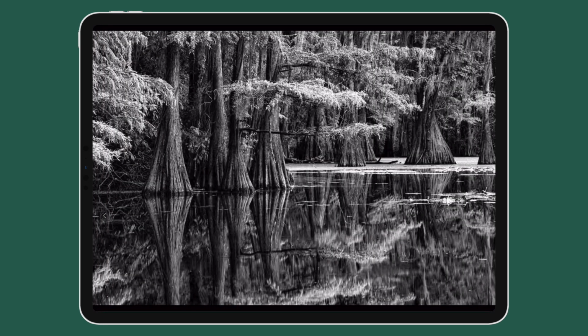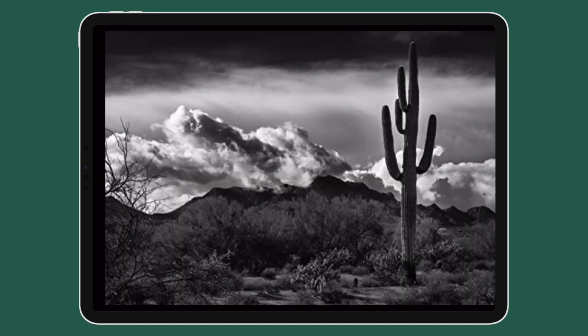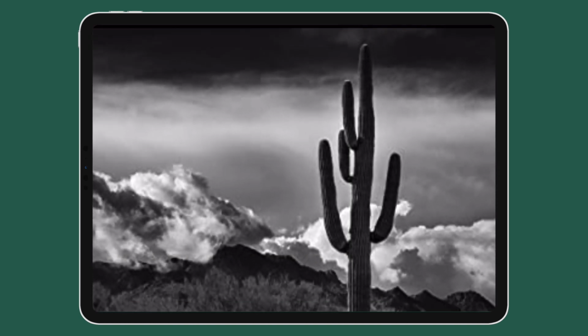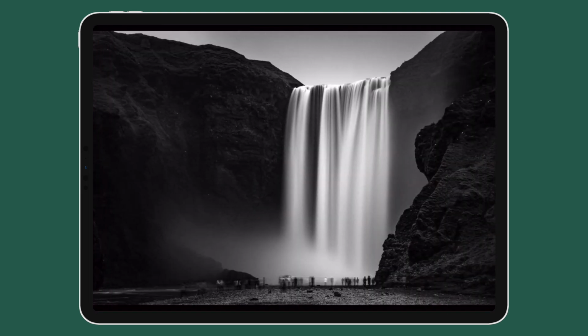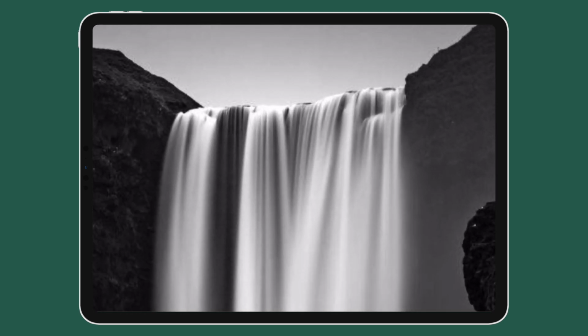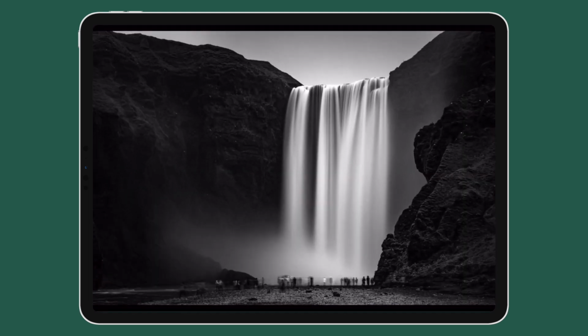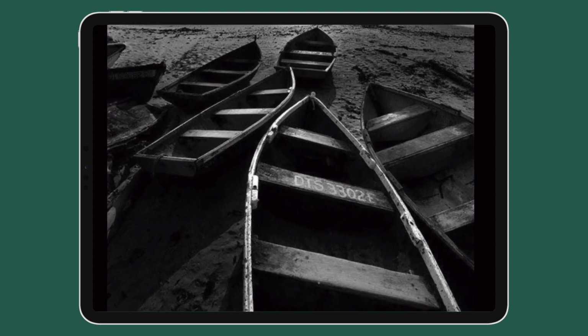Whoa, so many lines on the tree. Wow, look at the tree trunk. Look at the reflection, so many lines. Well, cactus are lines. Tree. Wow, look at this waterfall. It can be seen as lines, lines pouring down. And wow, look at the boat. There are lines.